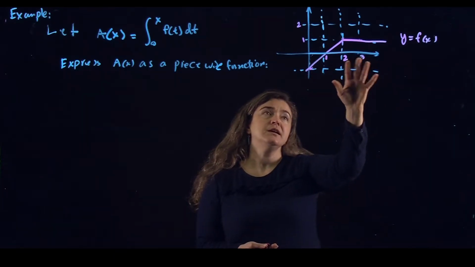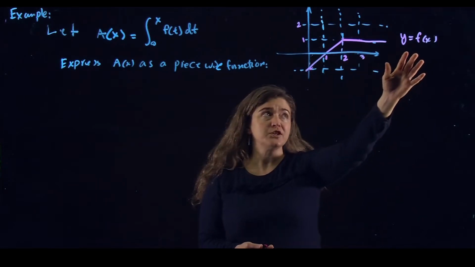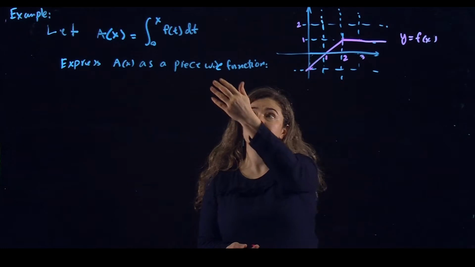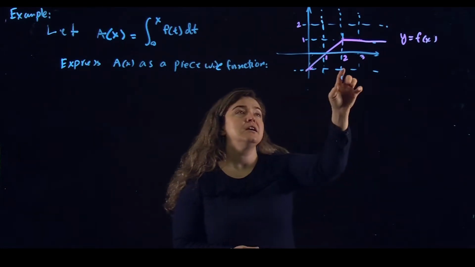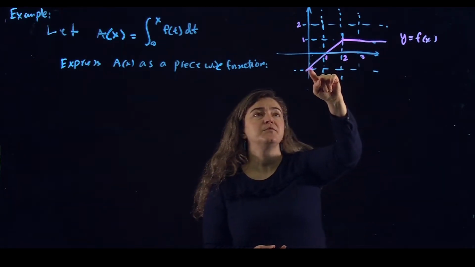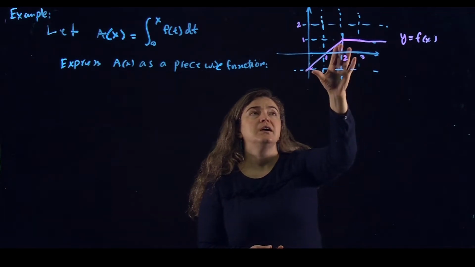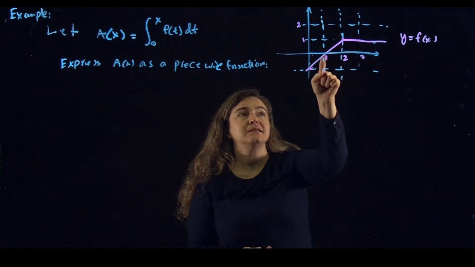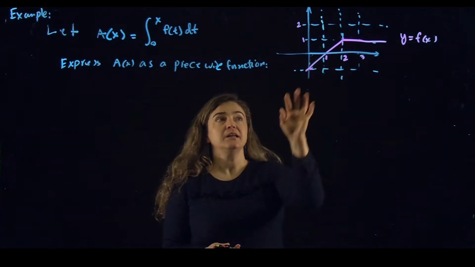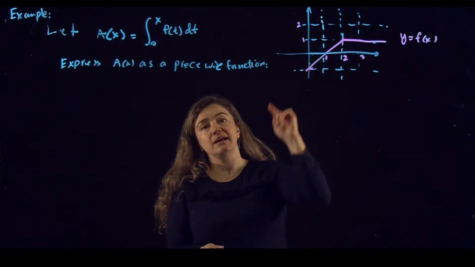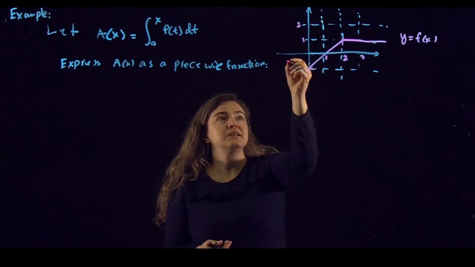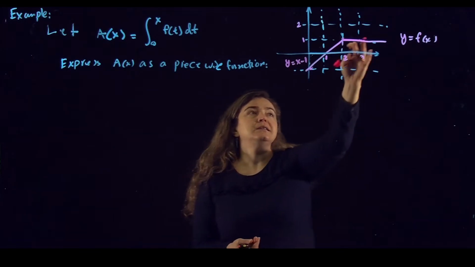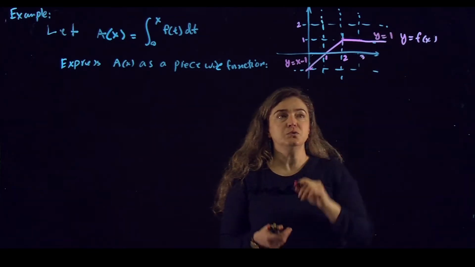Over here, I'm observing that the function I'm trying to integrate is this function from 0 to 2. It's this line. And what line is that? The slope of the line is 1, and it goes through the point (0, -1). So this piece is y equals x minus 1. And this piece is y equals 1.